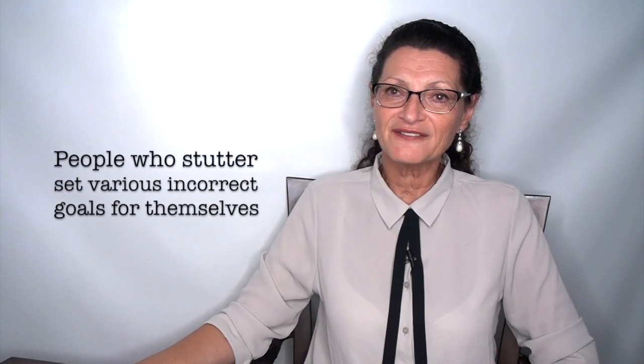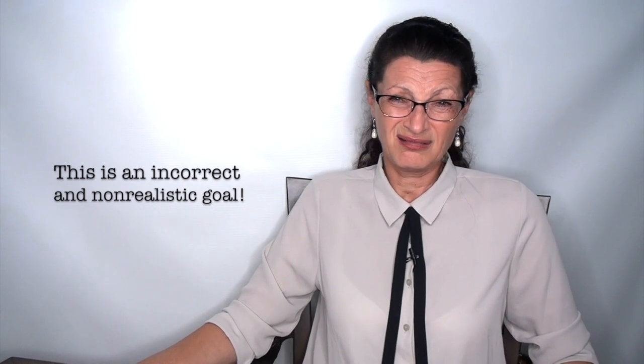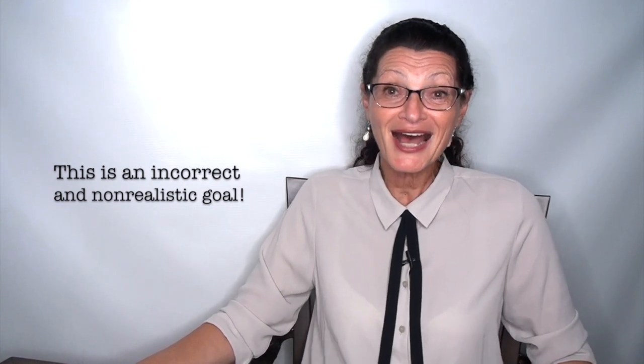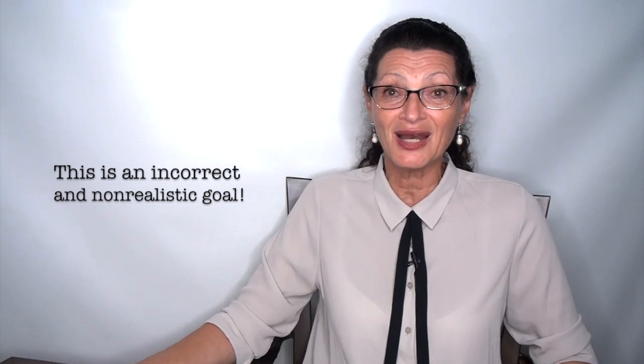People who stutter set various incorrect goals for themselves. For example, they also may say, I want to speak without being nervous. I want to calm down and then speak without mistakes. So instead of wanting to learn speaking under stress, to learn expressing their emotions, they want to become a senseless zombie. They want to desensitize themselves and never worry about anything in their life. Is this a correct goal? Is it even possible to never worry about anything in our life?